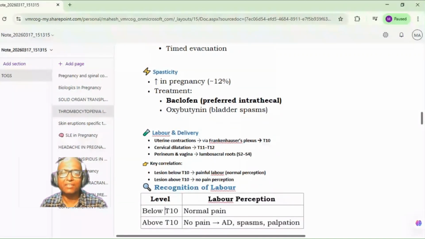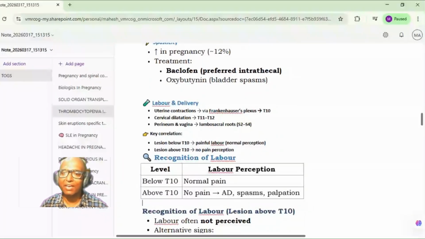Okay. For labor and delivery, uterine contractions travel via Frankenhauser's plexus, so via T10 they will be traveling. Cervical dilatation, the pain travels via T11 to T12, and perineum and vagina, these are the lumbosacral routes, S2 to S4, they are responsible. So the transmission of the pain is by different ways. For uterine contraction, via Frankenhauser's plexus, they travel via T10. For cervical dilatation, the pain will travel via T11 and T12. For perineum and vagina, lumbosacral routes S2 to S4 are involved.